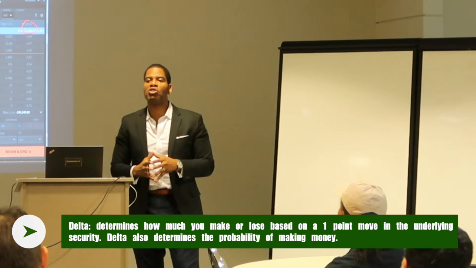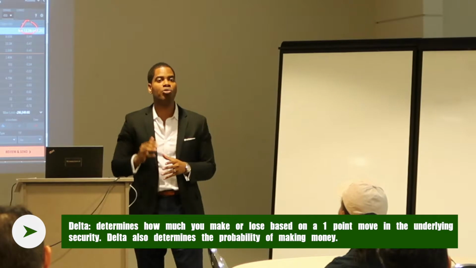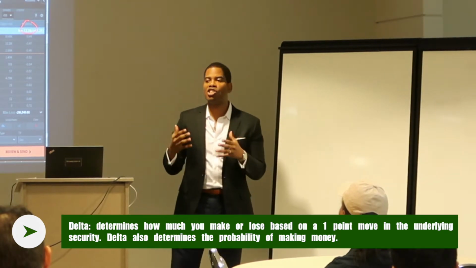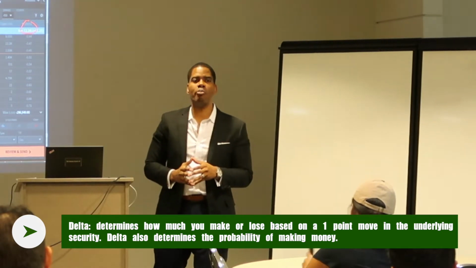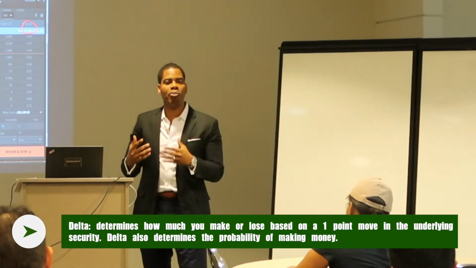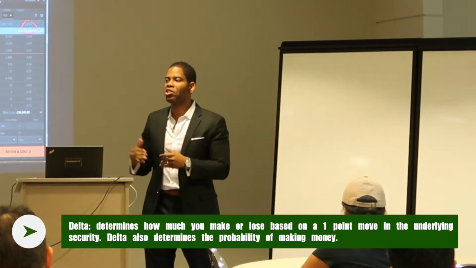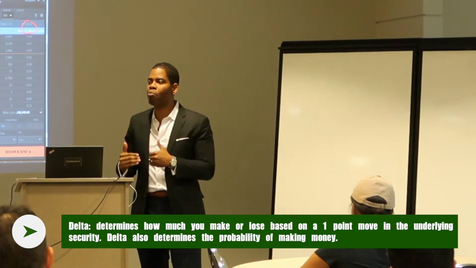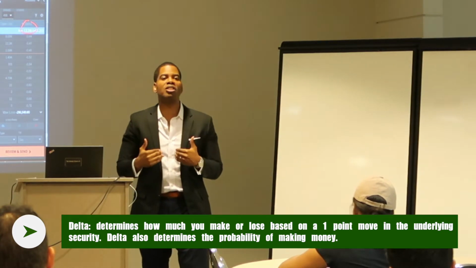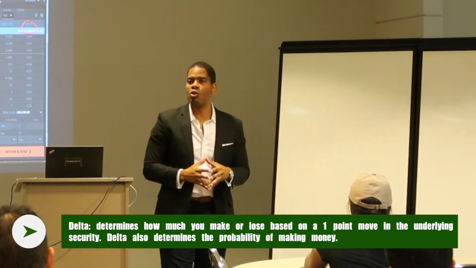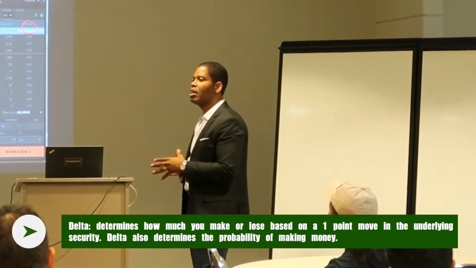So delta measures how much you would lose for every point, up or down. So if you have 100 shares of whatever, and it goes up 1 point, then you make $100, because it's 1 point times 100. But your directional risk is to the downside because you're bullish on those shares. So if it goes down 1 point, then you lose $100. And delta tells you that. Okay? Delta tells you that.